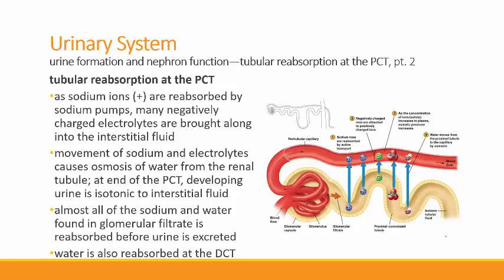So sodium ions are reabsorbed by sodium pumps. These are ATP requiring transport molecules. And as we bring sodium out here at the proximal convoluted tubule, because we're moving these positive ions, the negative ions have a tendency to hop along for the ride. And so many negatively charged ions, like chloride ion or the bicarbonate ion, will also be reabsorbed. As we move sodium and other electrolytes out of the proximal convoluted tubule, well, guess what? Water will, by osmosis, move across as well.